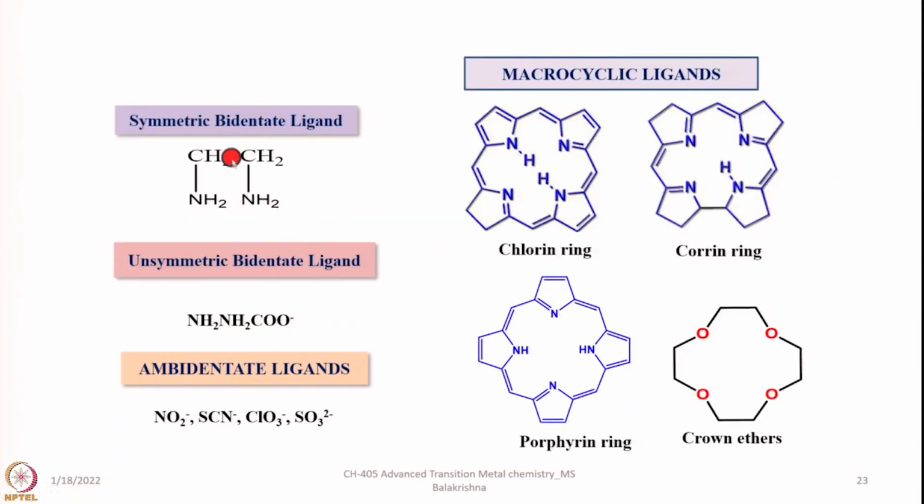So, this is a symmetric bidentate ligand, ethylenediamine, whereas this one having an amino and a carboxylato group is an unsymmetrical bidentate ligand, and these are all ambidentate ligands where we have two different types of donor atoms, and they can also exhibit linkage isomerism. And when we look into macrocyclic ligands, the important nitrogen macrocyclic ligands are the chlorin ring, corrin ring, porphyrin ring and crown ethers.